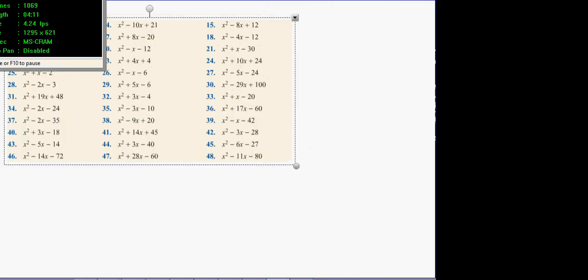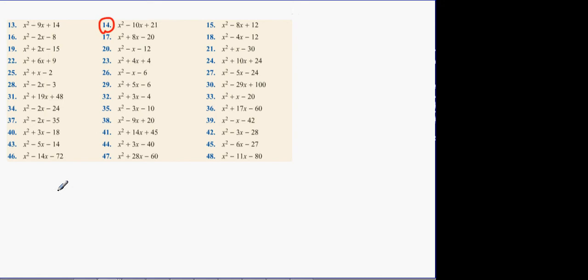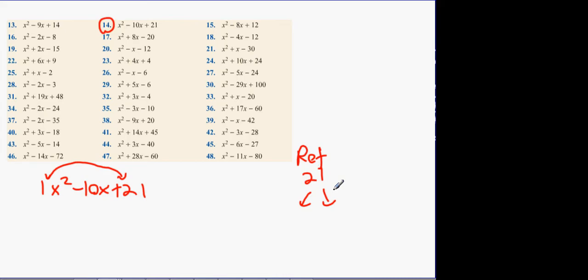The following question would be number 14. Okay? Number 14 says x squared minus 10x plus 21. Yeah. Step 1, what do you do? Find the reference number. 1 multiplied by 21 is? Now, what 2 numbers multiply together to give you 21? 7 and 3. 7 and 3.